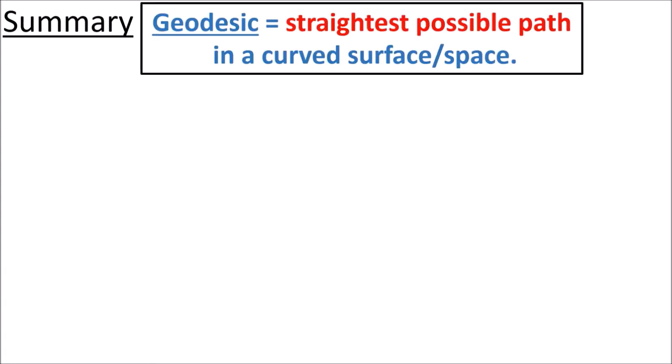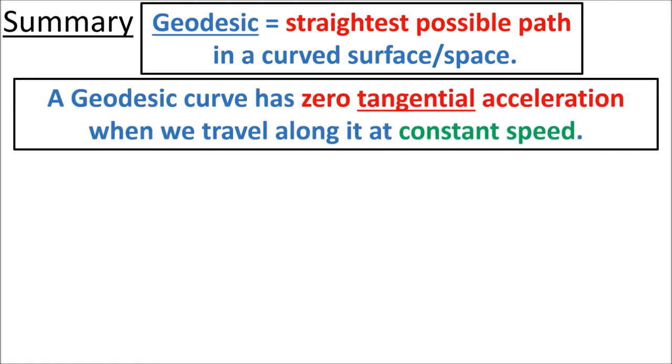So just a reminder from the previous video, we said that geodesics are like the straightest possible paths that we can draw on a curved surface. And our formal definition of a geodesic curve is a curve where there is zero acceleration tangential to the surface when traveling along the curve at a constant speed. So in other words, on geodesics, the acceleration vector is pointing in a direction that's completely normal to the surface.